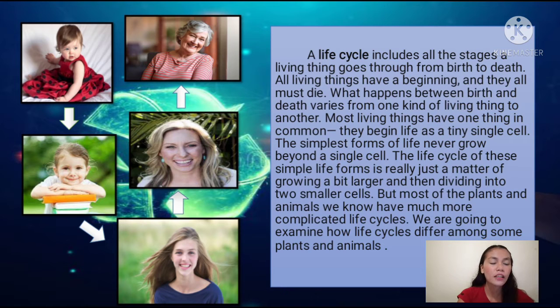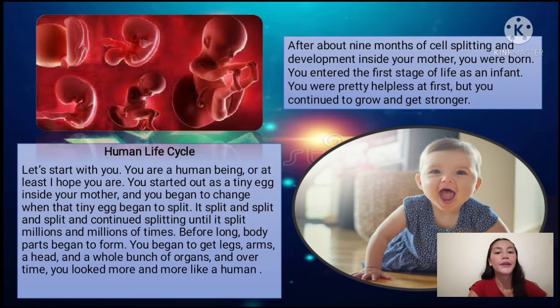The life cycle of these simple life forms is really just a matter of growing a bit larger and then dividing into two smaller cells. But most of the plants and animals we know have much more complicated life cycles. We are going to examine how life cycles differ among some plants and animals. Human life cycle. Let's start with you.